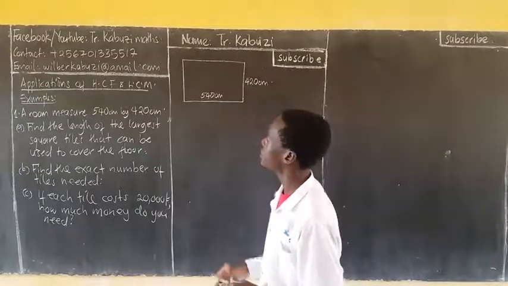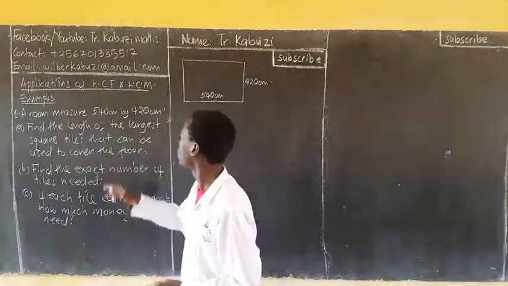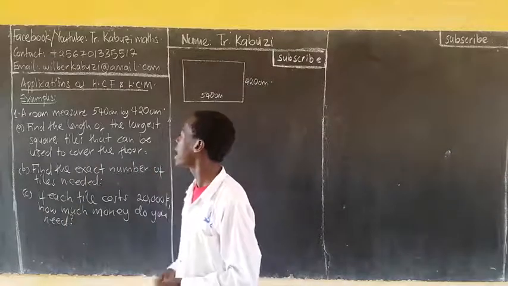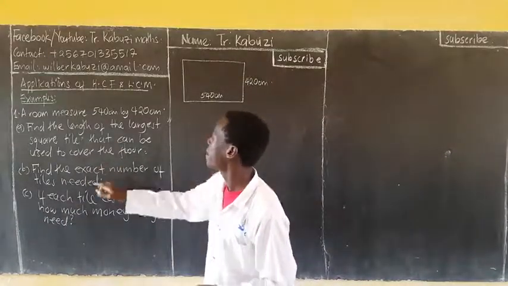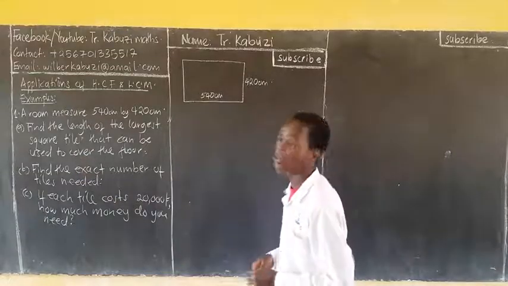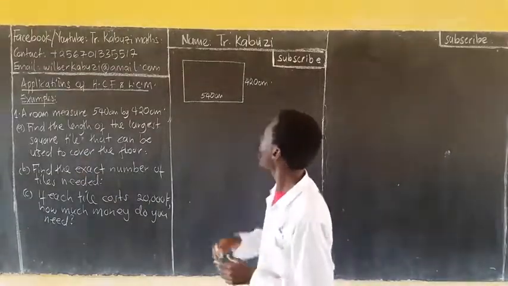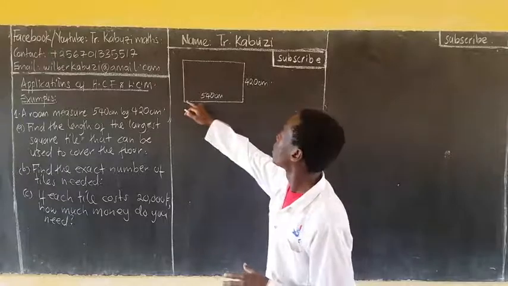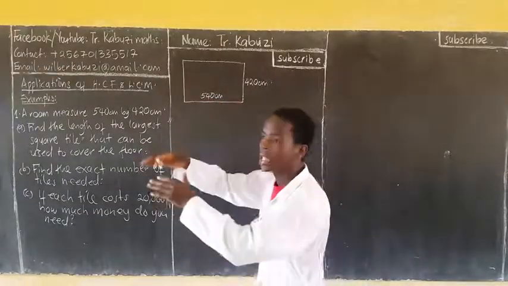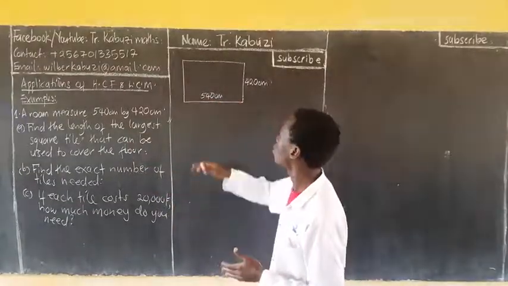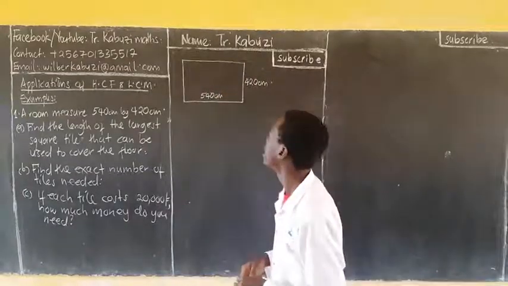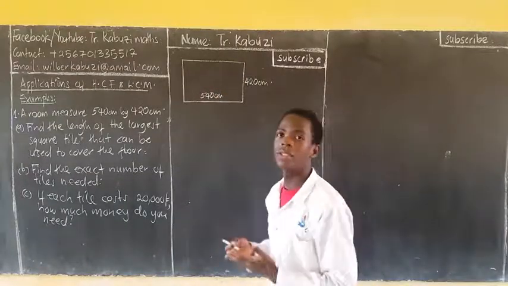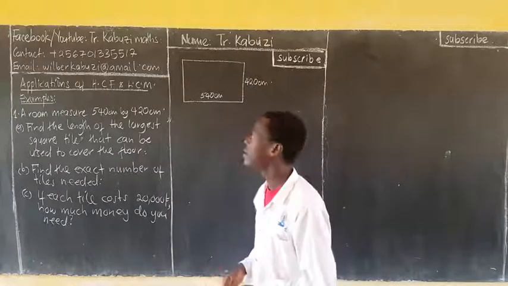This is the sketch. Find the length of the largest square tile that can be used to cover the floor. Now, here you see the room. Assume you have constructed your room, now you want to fill the floor with the tiles. Meaning, you don't want to bring in excess tiles.